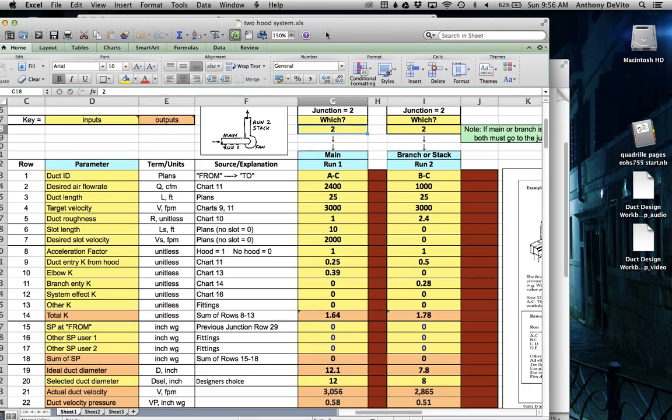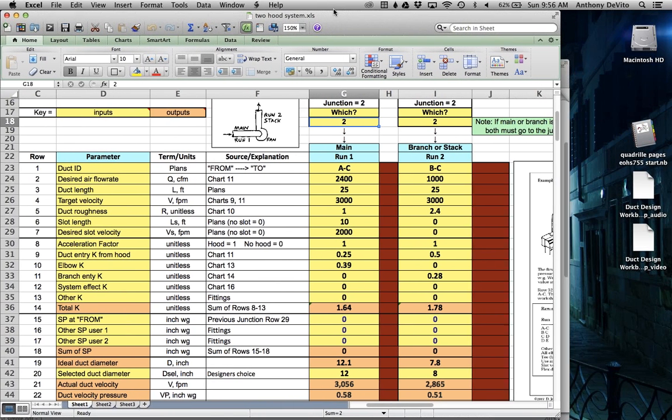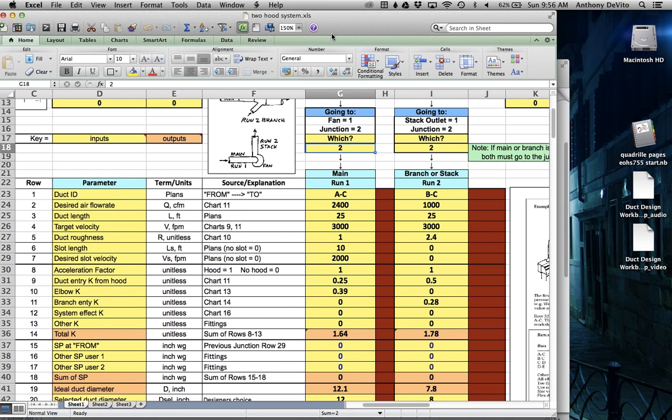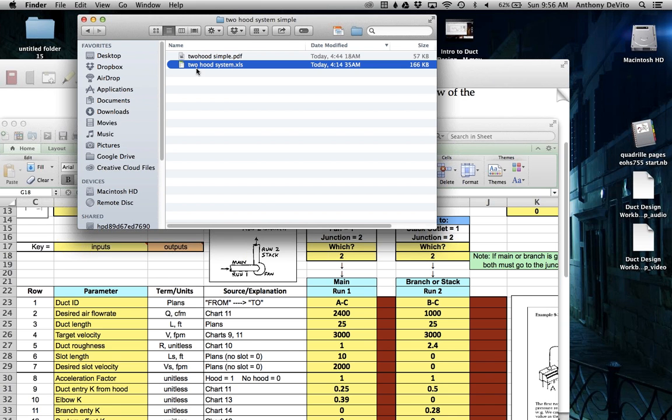I'm going from that first hood to that junction C. Okay, so let's do the calculations for that. Now, as it happens, let me see if I can't open this up.